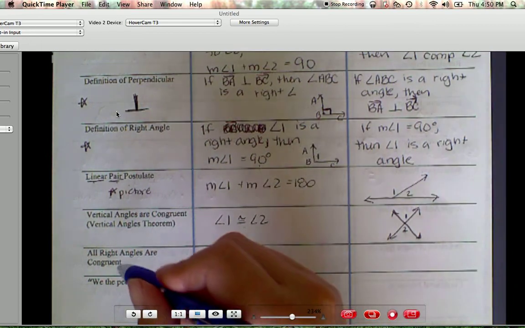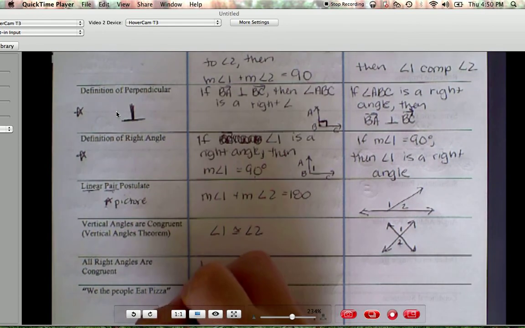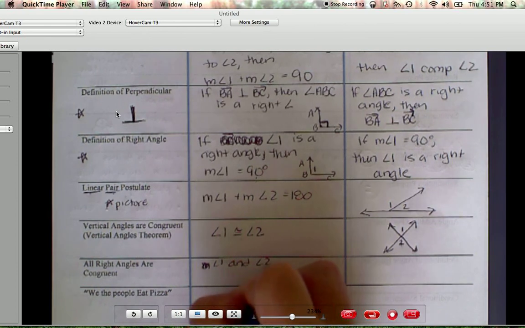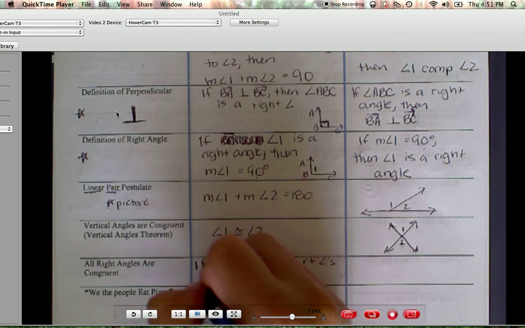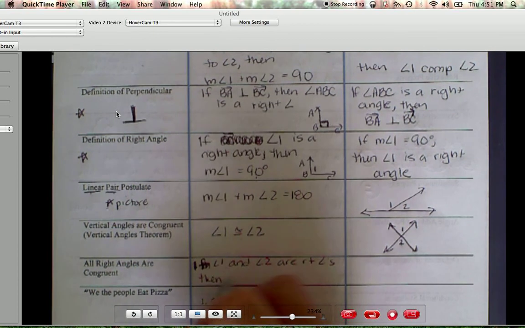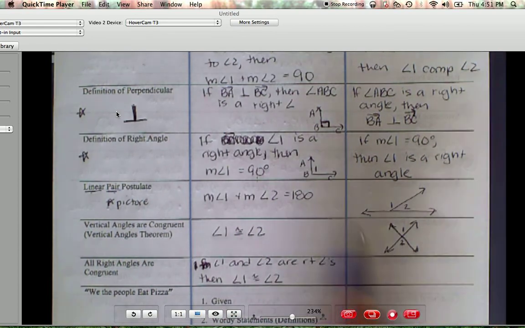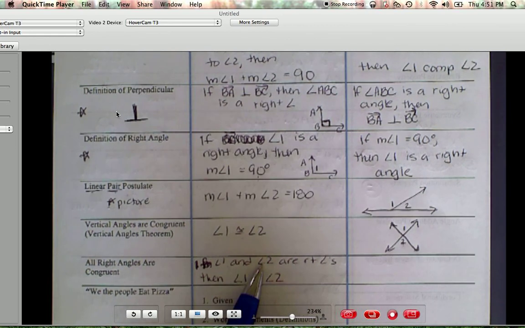And all right angles are congruent. The last one: if I say angle 1 and angle 2 are right angles, then angle 1 must be congruent to angle 2. So what it's saying is that if it's a right angle, and this one's a right angle, then they have to be congruent to each other. Okay?